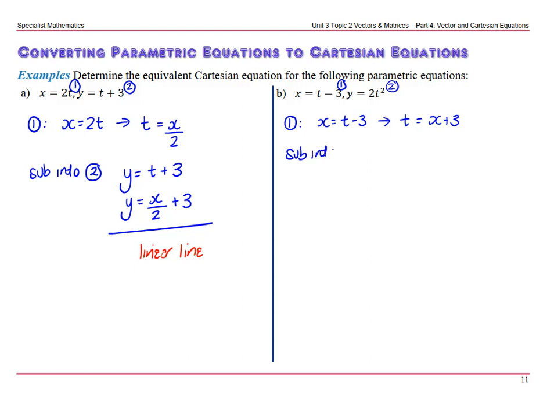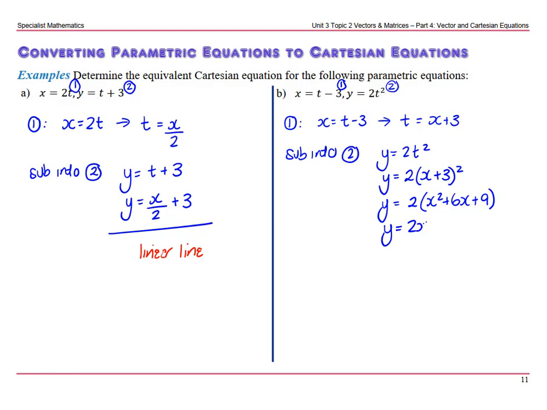Sub into equation 2, which is y equals 2t squared, so that becomes 2 bracket x plus 3 all squared. Expand out the bracket, we have x squared plus 6x plus 9. Expand the bracket again, 2x squared plus 12x plus 18. And that, you should see, is a parabola.